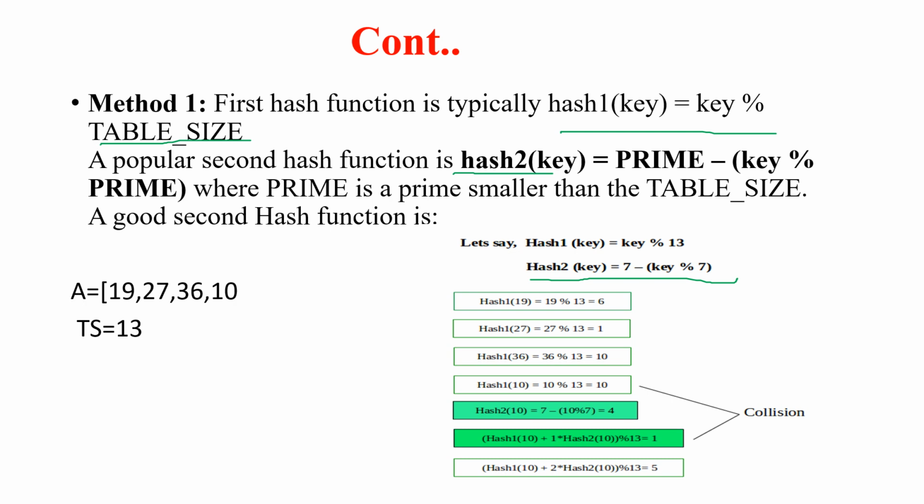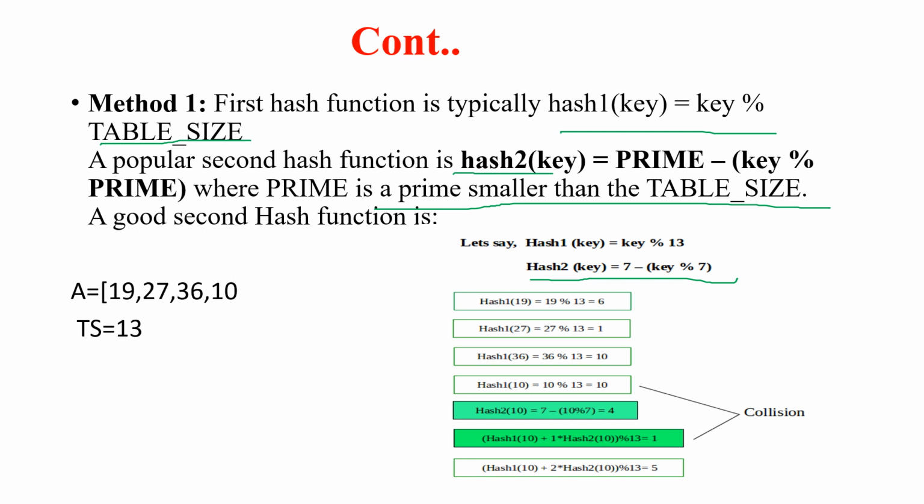Now the question arises here, what is prime and what prime value will you take? So prime is nothing but a number that is only divisible by 1 or themselves only. So that number is called prime number. And one more thing, what prime number will you take? It is also saying that the prime is a prime smaller than table size. So you will take the immediate smaller prime value of a table size.